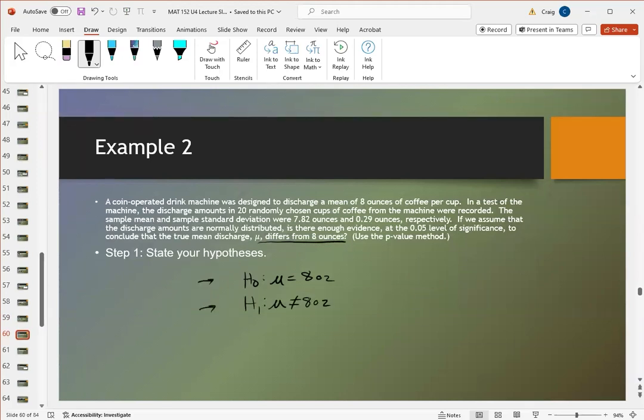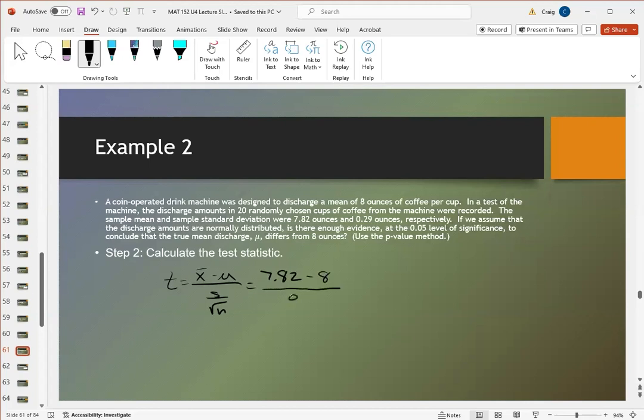And so now we want to calculate our t value. Right, step 2, we want to find t. In this case, again, I'm just going to write the formula. Our sample mean, 7.82, minus the value we're comparing it to, which is 8, divided by the standard deviation of 0.29 over the square root of the sample size, which was 20. If we calculate this, negative 0.18 divided by 0.0648, we get negative 2.776. Let's go to 3 decimal places.